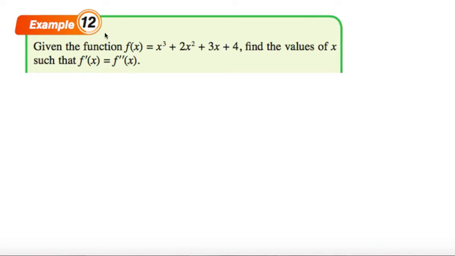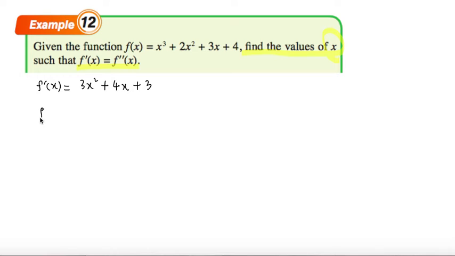Okay, Example 12. Given function f, find the value of x. Now the question is asking you to find the value of x. You must know what the question wants. And given this condition, f prime equals f double prime. So you need to find f prime, the first derivative, and the second derivative. Then you equate the two functions. Let's do f prime x equals, from here, this is the f function, 3x squared plus 4x plus 3. This is the first derivative.